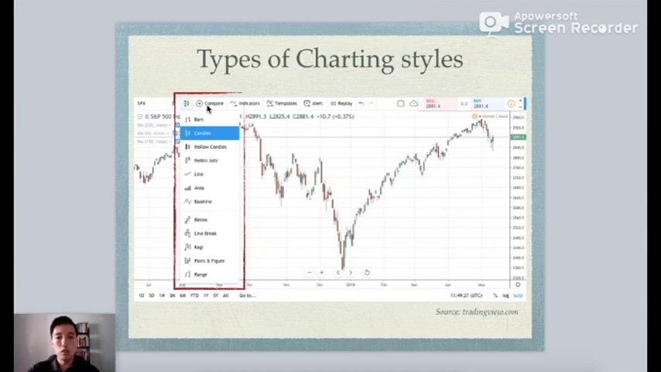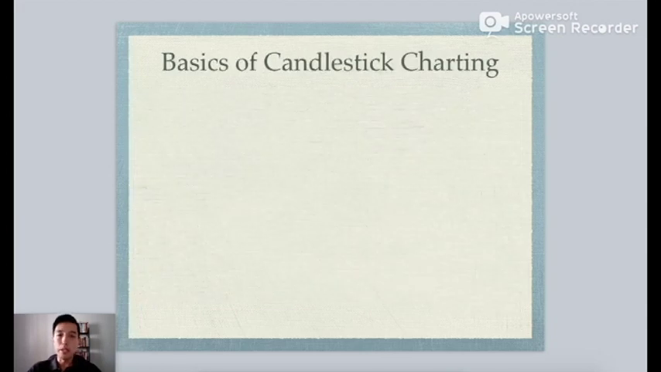Okay, as you can see on the screen over here, there are many different types and patterns of displaying the same information on a different chart model, right? And the most common one that we use, or most investors use, or in fact most traders use as well, is the candlestick pattern.